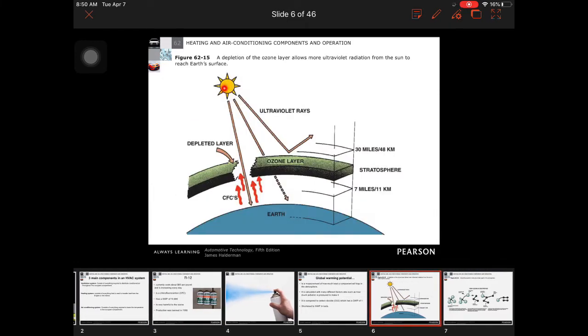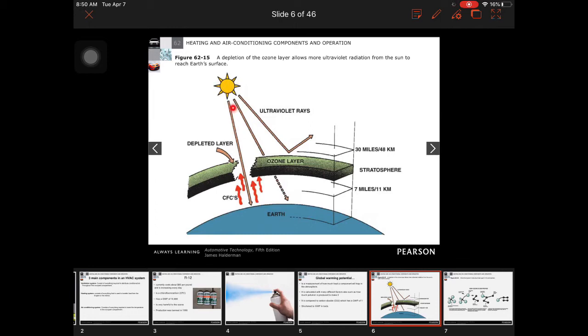What's happening? The ultraviolet rays from the sun get blocked in the ozone layer, and the ozone layer is between 7 and 30 miles above the Earth. So the floor of the Earth is here, and we go 7 miles above to 30, and that's where we find the ozone layer. Okay, so the ozone layer is an O3 molecule, and what it's going to do is it's actually going to block the sun.